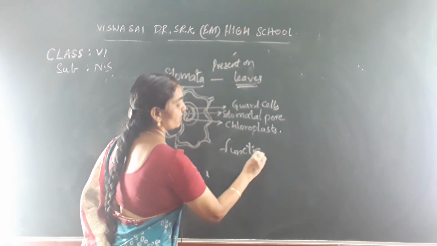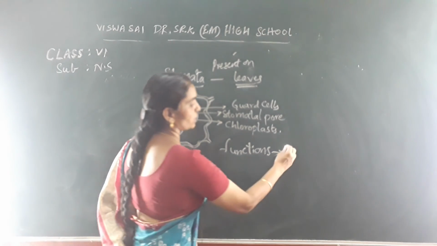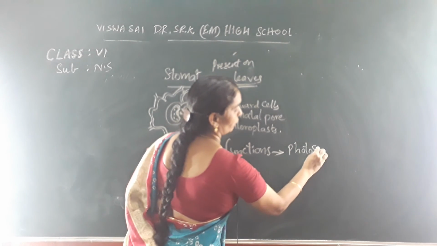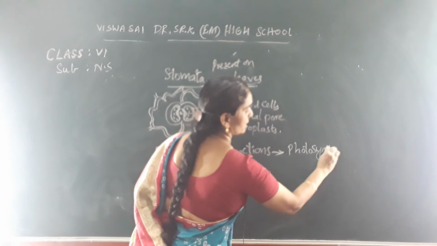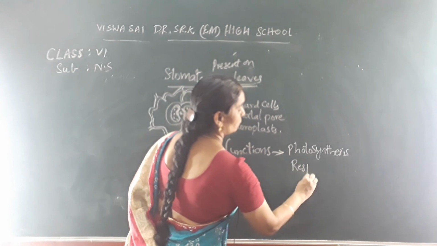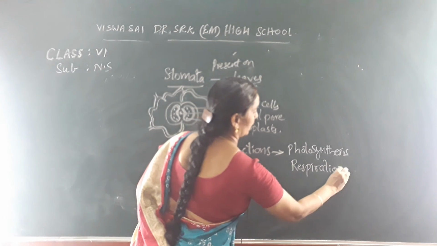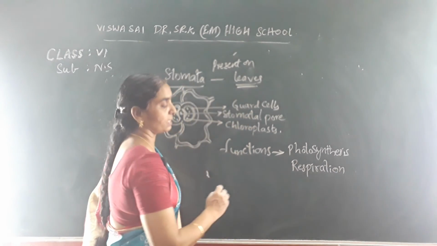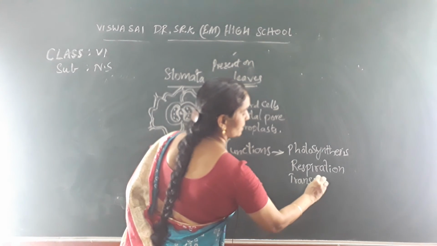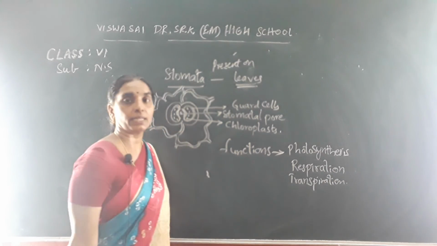What are the functions? Once again I repeat. What are the functions, children? Functions are photosynthesis, that is preparation of food by the plant. Respiration. What do the plants respire? Plants take in carbon dioxide and give out oxygen. And transpiration. Excess water that is present in the leaves is released out through the stomatal pores.